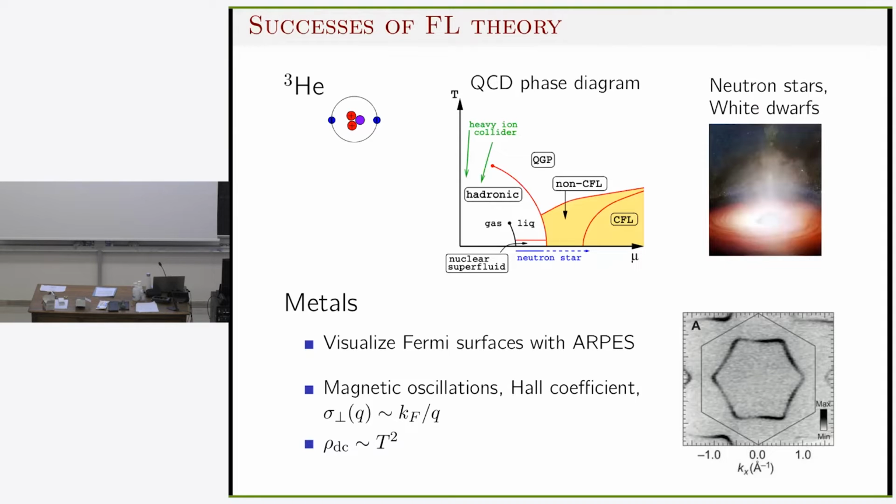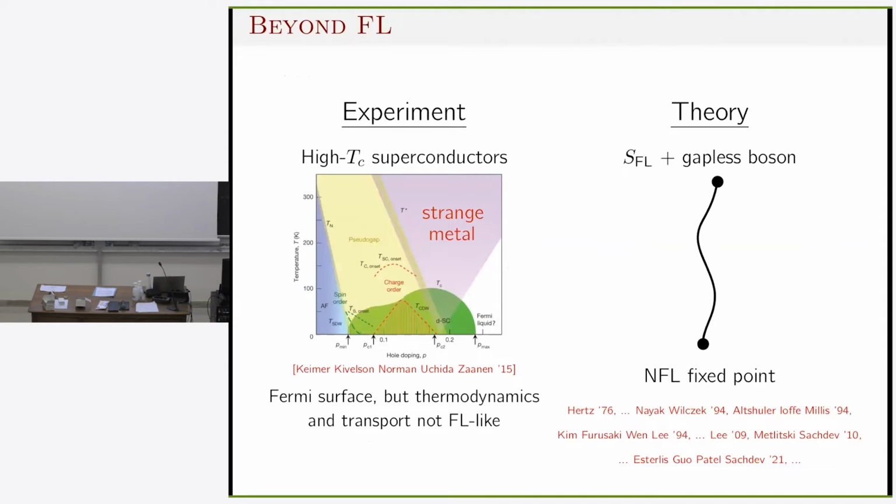Let me also mention that there are high energy applications of Fermi liquids. Part of the QCD phase diagram is expected to be in a Fermi liquid phase, which might have implications for astrophysical objects. So Fermi liquids are all over the place, but there's also a reason to want to go beyond Fermi liquids. There's motivation both from experiments and theory.